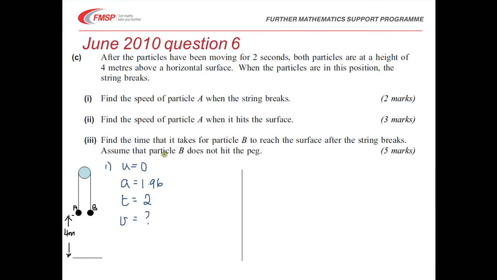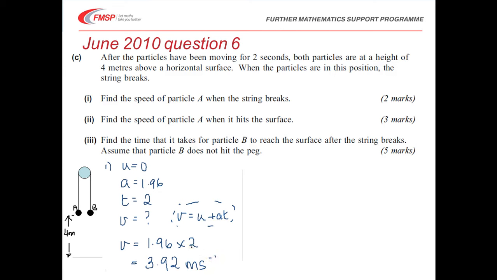So we're going to use v equals u plus at. That's the equation we need, because that's the one that connects the information we have. So substituting in, v is equal to u is 0, a is 1.96, and t is equal to 2. So after 2 seconds, the speed of particle A will be 3.92 meters per second.